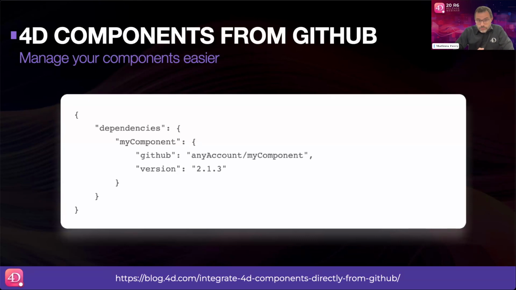As many of you know, 4D developers often rely on third-party components, especially those available on GitHub. Now, with this new feature, you can directly integrate those components right within the dependency manager. What's even more exciting is that 4D can automatically retrieve components stored in repository releases. This means you can easily manage and update your dependencies straight from GitHub with just a few clicks.